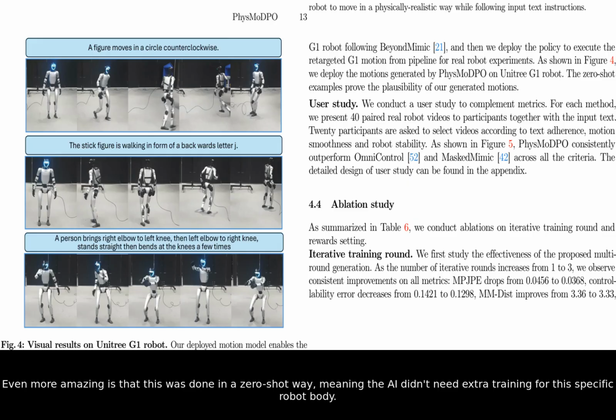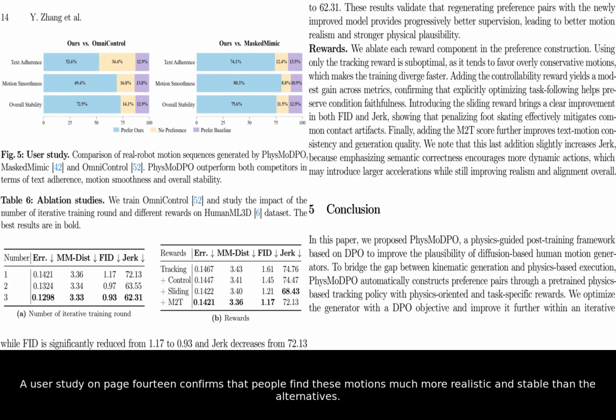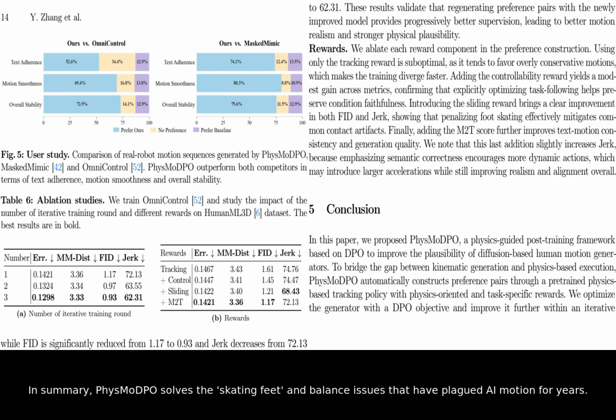Even more amazing is that this was done in a zero-shot way, meaning the AI didn't need extra training for this specific robot body. A user study on page 14 confirms that people find these motions much more realistic and stable than the alternatives. In summary, PhysMoDPO solves the skating feet and balance issues that have plagued AI motion for years.